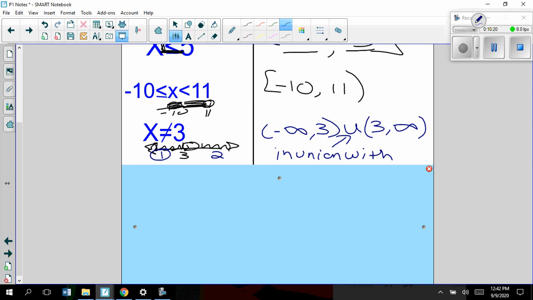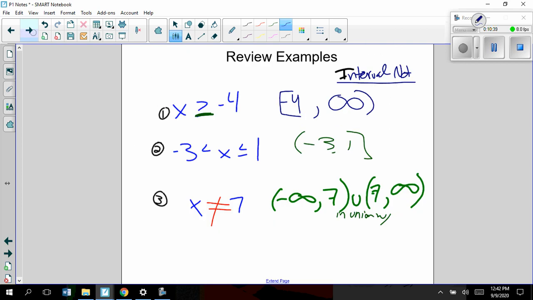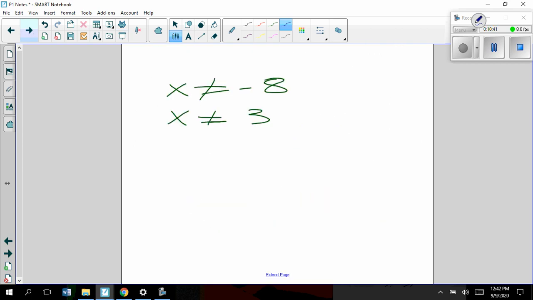Now I would say writing not equals is easier, but if I'm saying what is the domain, you can't say the domain is not 3. You have to say the domain is negative infinity to 3 and 3 to infinity. That's what your domain is. You can't speak in terms of what's not. Okay? All right, give that one a try. You need to draw yourself a picture first. Go ahead and do that.